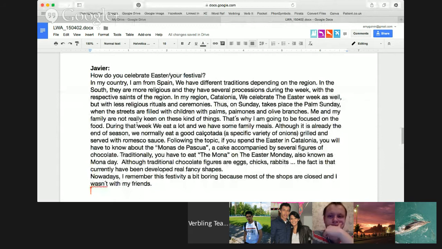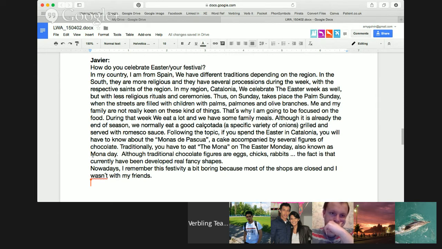And could you read it, please? Yeah, sure. How do you celebrate Easter, your festival? In my country, I'm from Spain, we have different traditions depending on the region. In the south, they are more religious and they have several processions during the week, with the respective saints of the region. In my region, Catalonia, we celebrate the Easter week as well, but with less religious rituals and ceremonies. Thus, on Sunday takes place the Palm Sunday, when the streets are filled with children with palms, palmones and olive branches. Me and my family are not really keen on this kind of things. That's why I am going to be focused on the food. In that week we eat a lot and we have some family meals.